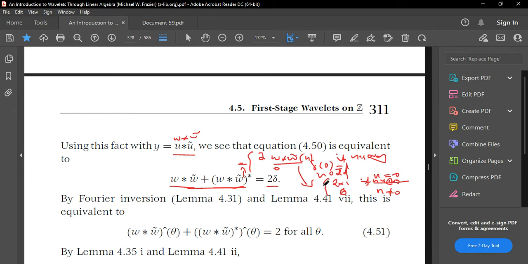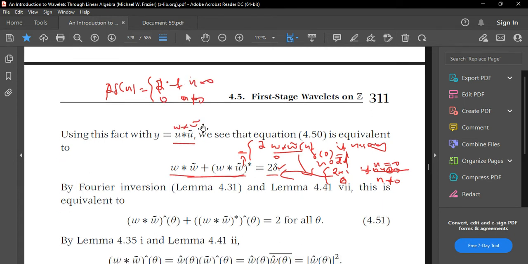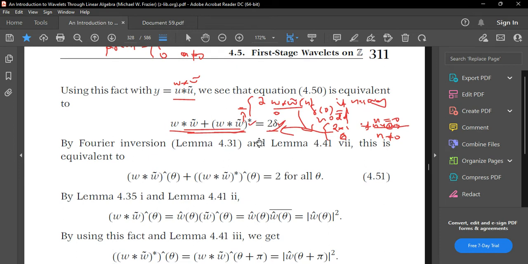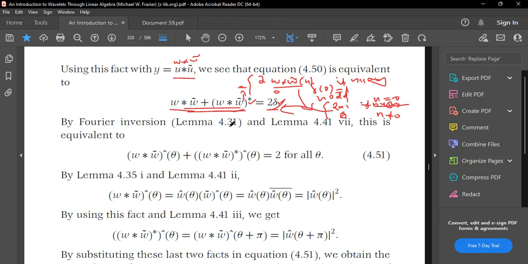What will be this value? 2 can be taken outside, so this will coincide with 2 delta. What is the definition of delta? Delta of n is equal to 1 if n is equal to 0, and 0 for n not equal to 0. So we will get this expression, W star W tilde plus W star W tilde star is equal to 2 delta. This is analogous to the result that we have proved in the finite case.